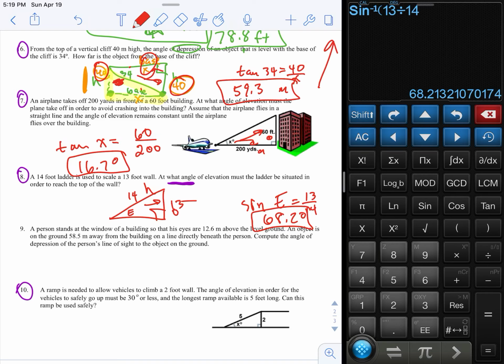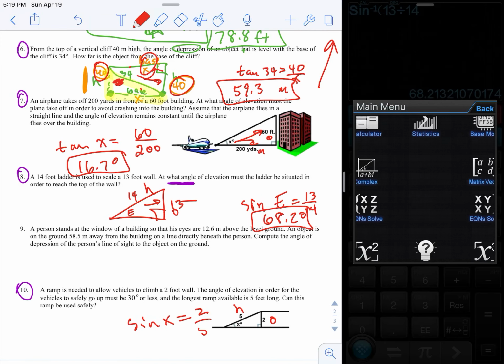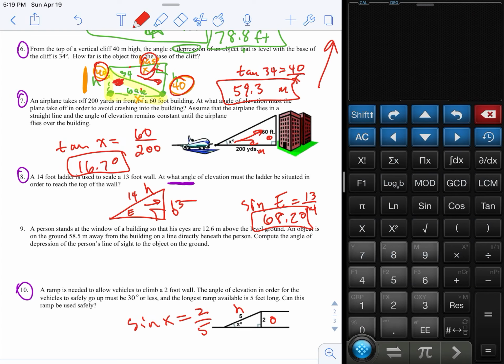All right, last one. Same thing here. Opposite over hypotenuse. Sine x equals 2 over 5. So second sine 2 divided by 5. 23.6 degrees.